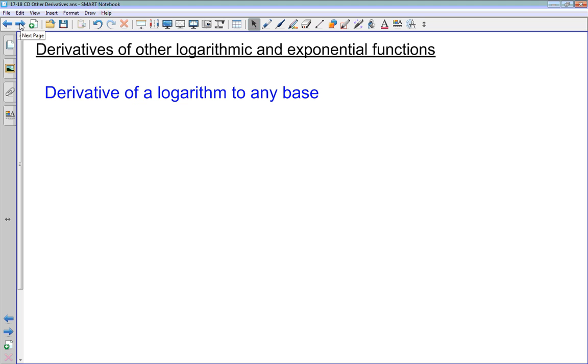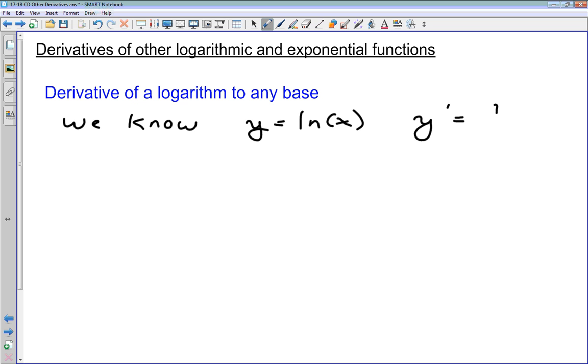So if we want to take the derivative of a logarithmic function that has some base other than e, let's follow the same kind of procedure that we worked on when we were doing the derivative of the natural log function. We're going to start with a derivative that we know and try to work our way to a derivative that we don't know. So we know that if our function is y equals ln x, and we're working with base e, or the natural logarithm, the derivative is 1 over x from the last lesson.